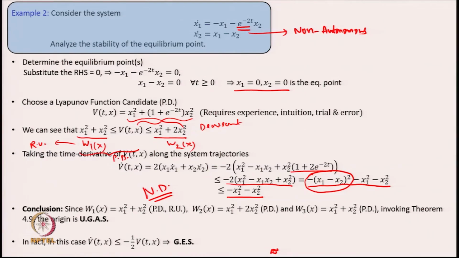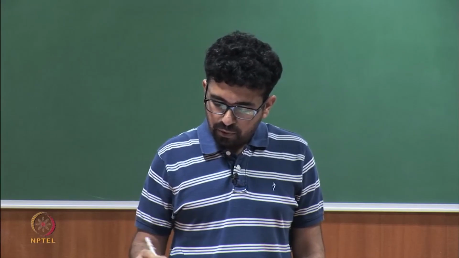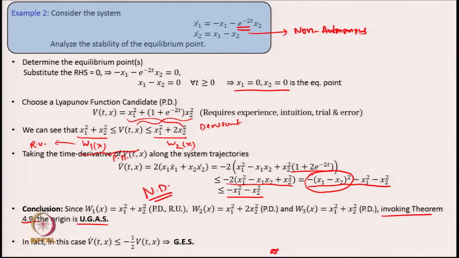So, we have been able to choose a Lyapunov function candidate which is positive definite, decrescent, and radially unbounded, and V dot is negative definite. So, we can invoke theorem 4.9 to prove that the origin is uniformly globally asymptotically stable. Further, in this case you could also prove that V dot is less than or equal to minus half V of t comma x. Maybe you can try this as an exercise. With this you can in fact say that the equilibrium point is globally exponentially stable.